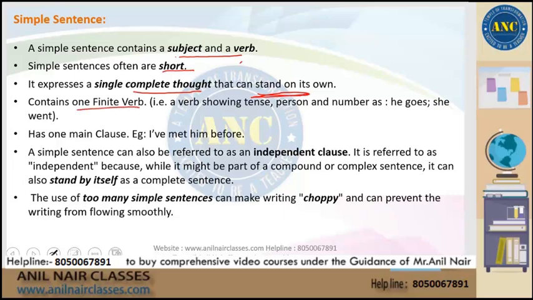Simple sentences contain one finite verb. What are finite verbs? Finite verbs are a form of verb that can function as the root of an independent clause. It by itself shows the action. It does not need further verb or further action to indicate or talk more about the verb. Simply, he goes. He is the subject, goes is the verb. I ran, right? I is the subject, ran is the verb. It's the finite verb. Simple sentences have one main clause and it is important.